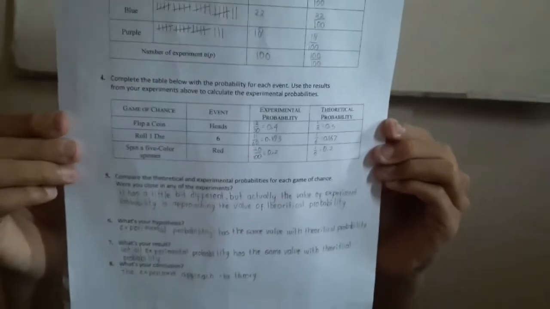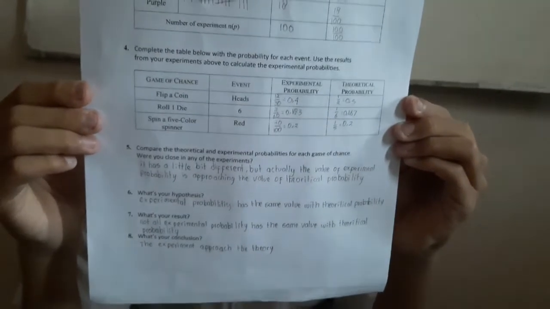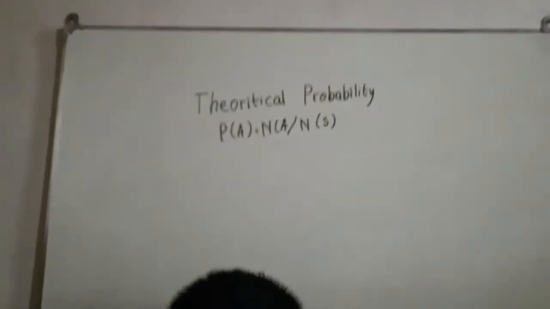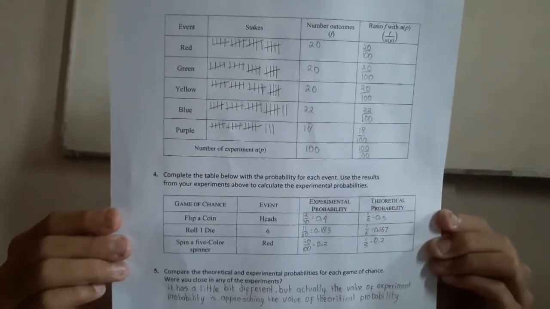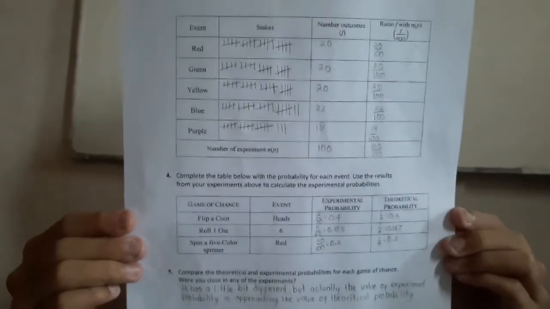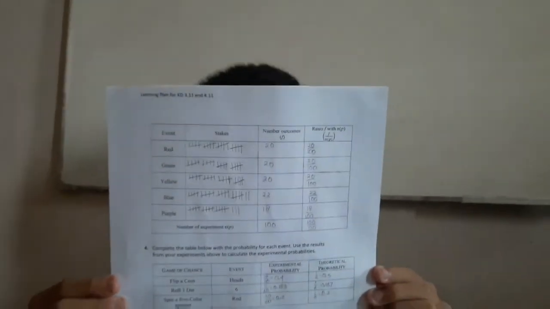Yes, Sandy. The theoretical probability is the ratio between the number of events and the number of all possible outcomes. We can write it as you have written. And then the experimental probability is the ratio between the number of outcomes in the experiment and the total number of experiments. So Sandy, your explanation is correct. Thank you. You are welcome, Miss.